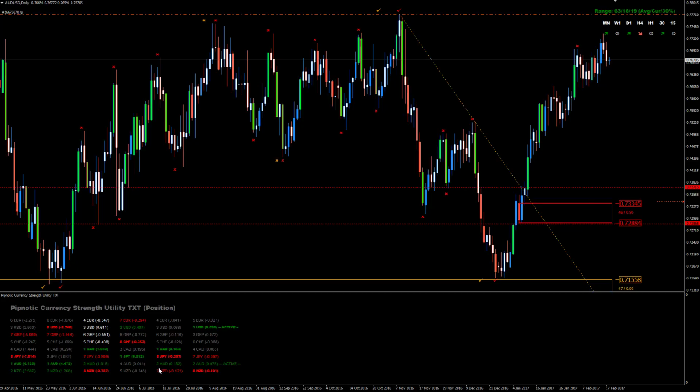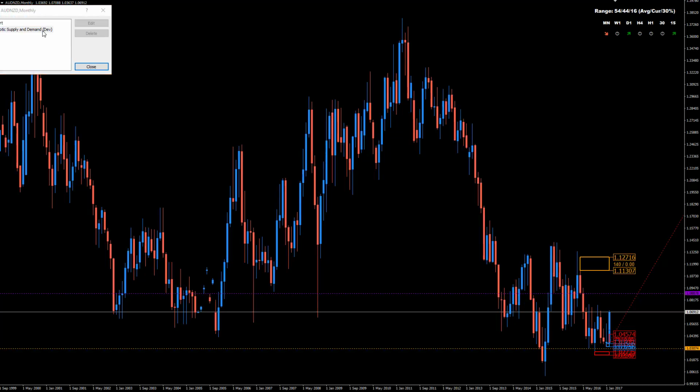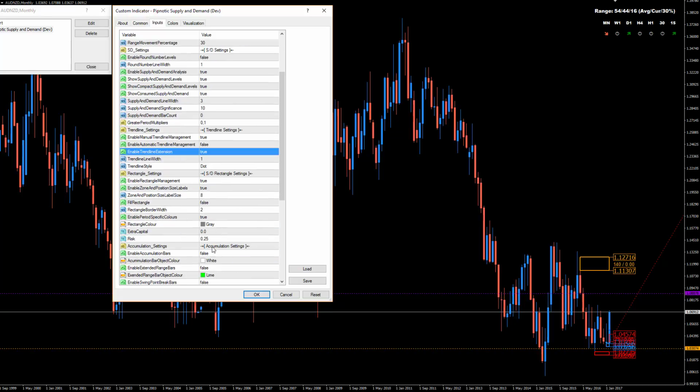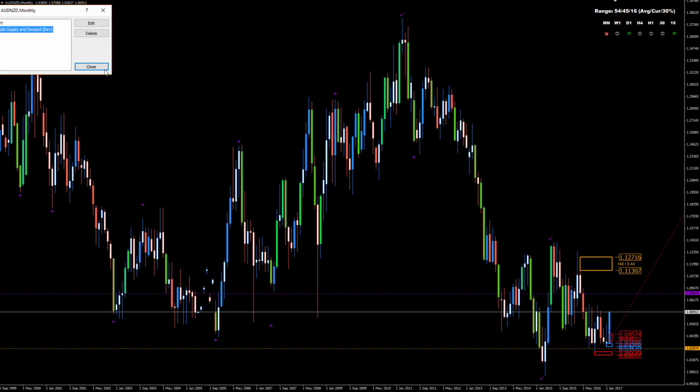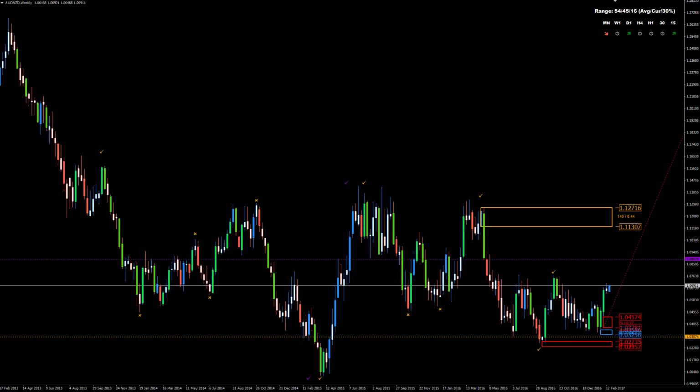So what else do we have? Well, you can see, generally speaking, the Aussie's looking pretty strong. The Kiwi's looking a little bit weak. So if we have a look at the Aussie Kiwi, this should be moving higher a little bit. Let me enable these. Right, so you can see that price is moving up pretty quickly.